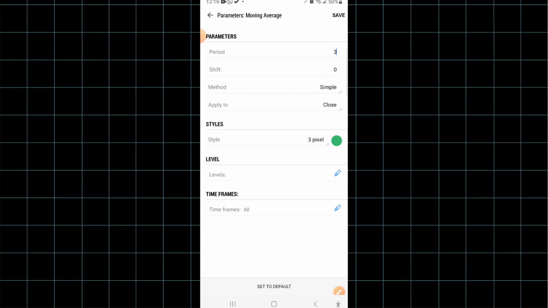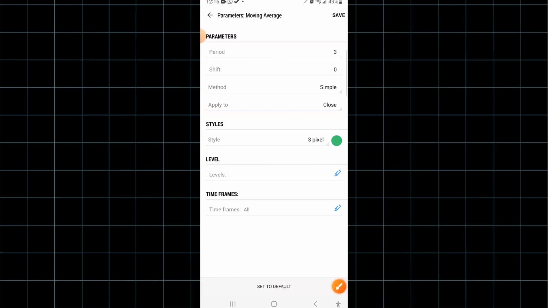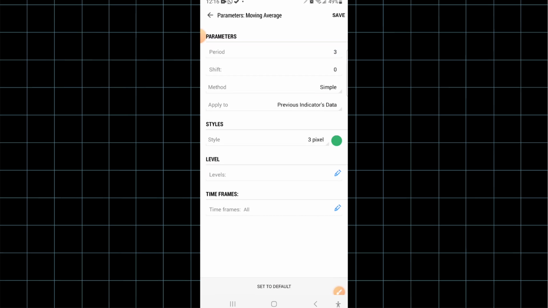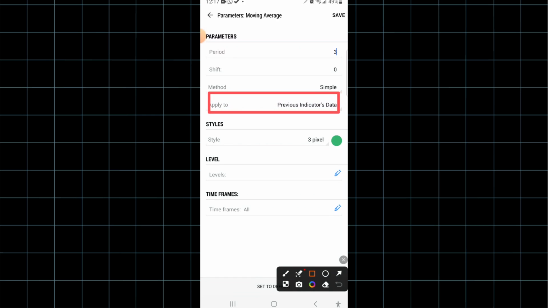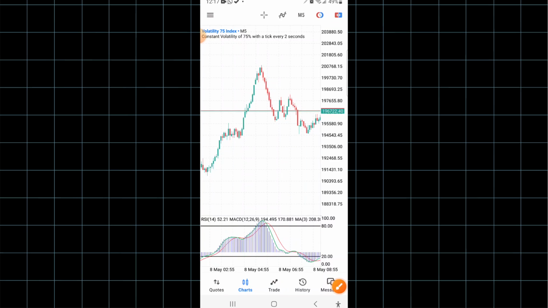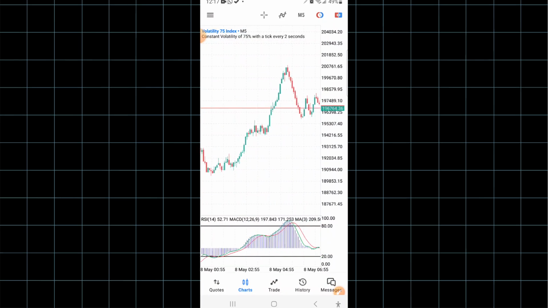to see. Now, once you do that, go here where it says apply to. What you want to do here is click here and choose previous indicator's data. Make sure it's on apply to previous indicator's data. Once you do that, click save. And here you can see that we have another line that is coming on top of the moving average.